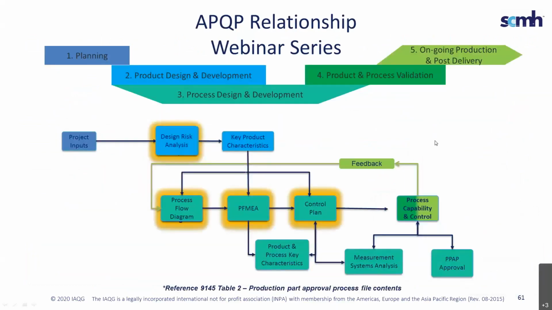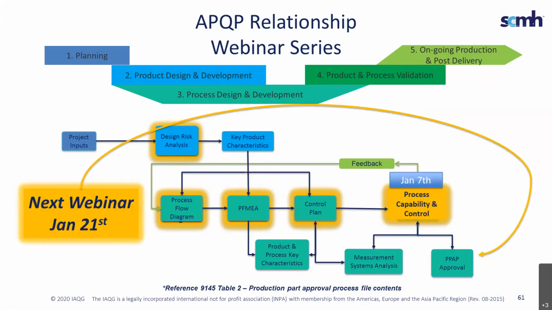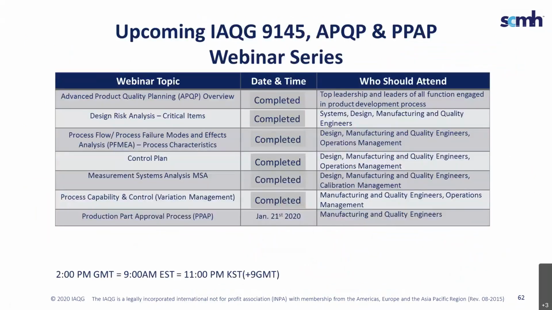The relationship, again, that we talked about here, the process capability and control, this is what we discussed today. This will now move later into the PPAP approval, which I believe is the next webinar. The next webinar is on January 21st, and this would close out that webinar series. I believe it's on the next slide as well. Yep. Then this shows us the January 21st webinar, the PPAP, which is the final step in our APQP process and the recurring step that occurs into our legacy production.